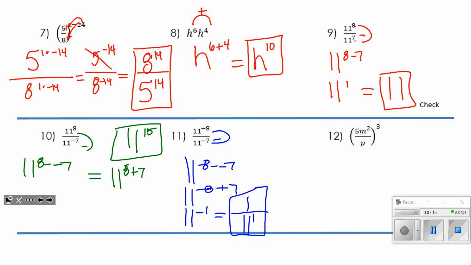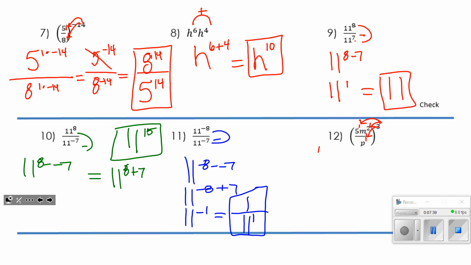Number 12 is a power to a power with division. So power to a power, we're going to automatically start with multiplying. Power to a power, superpower. So we're going to multiply this 3. We're going to distribute it to everything inside that has an exponent, which is everyone. So I'm going to draw 3 arrows.